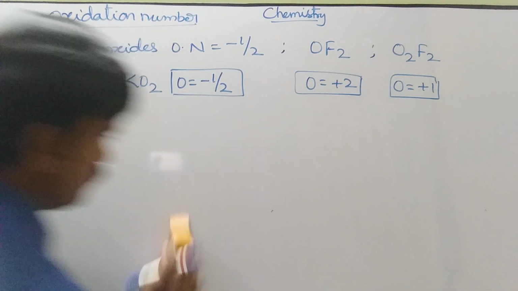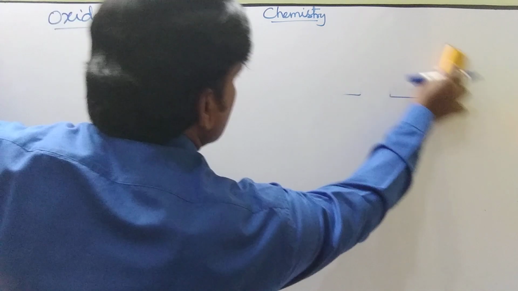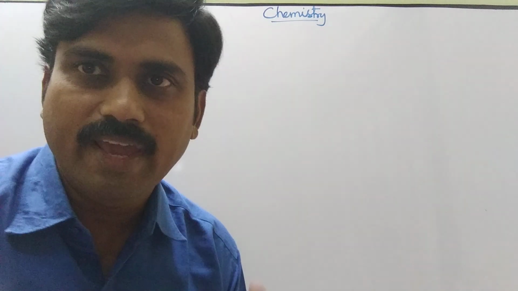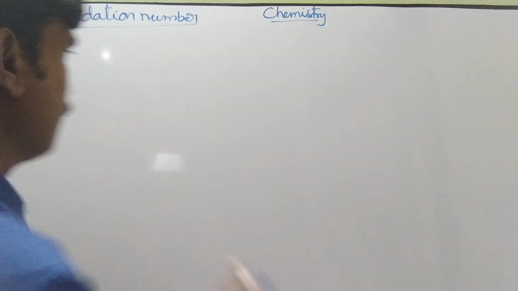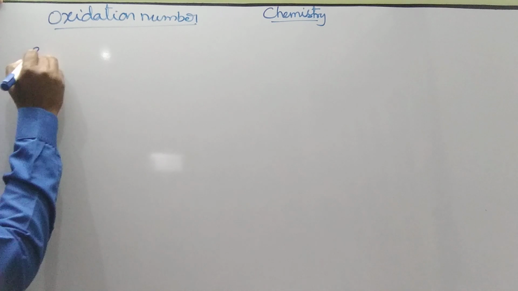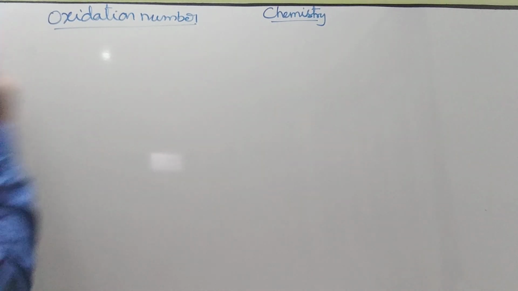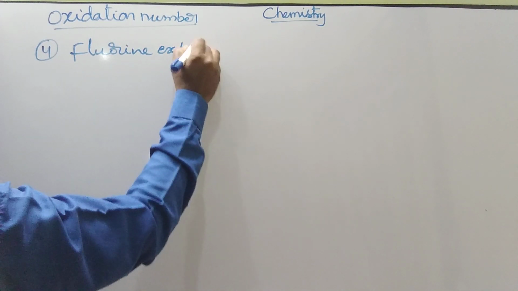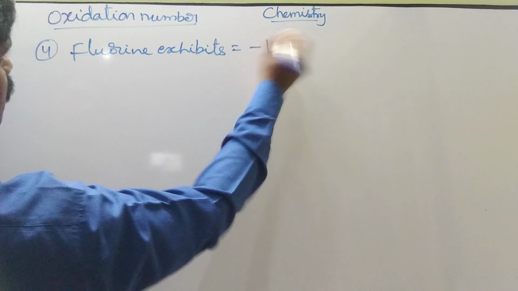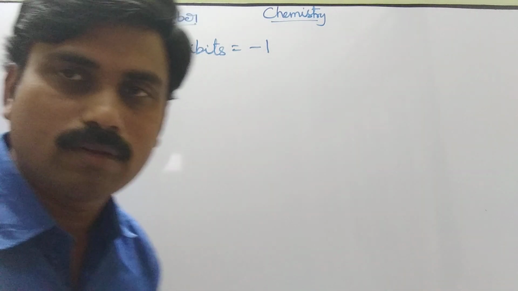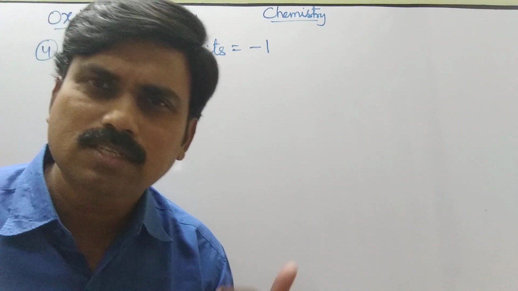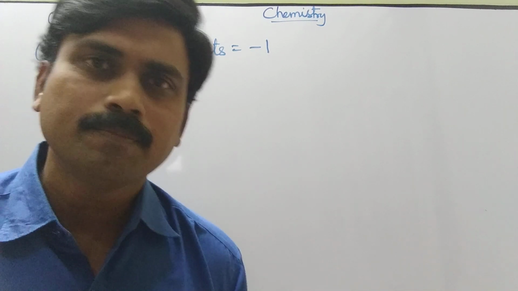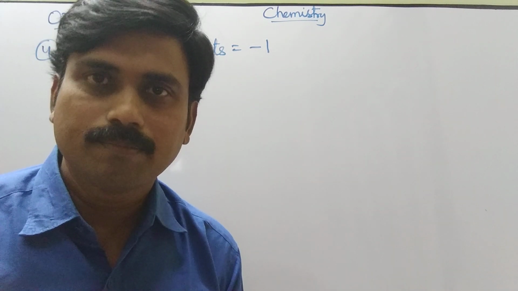Look at the next point. Fluorine always exhibits the -1 oxidation state. Why does fluorine exhibit -1? Because fluorine is the highest electronegativity element. Due to the highest electronegativity character of fluorine, it always gains electrons from other elements.